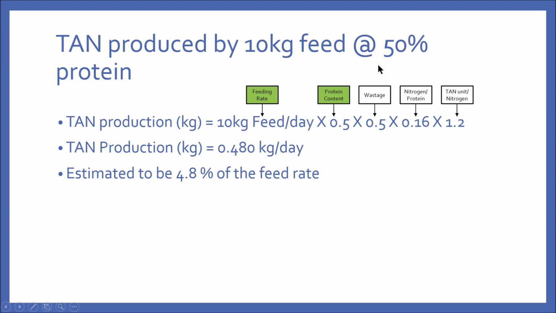So what happens if we change to a higher protein source feed? There can be feeds that are high in protein such as BSF or even high protein feed. As you can see, feeding the same amount of 10 kilos of feed every day, the only thing that changes is the protein content. My total ammonia nitrogen comes up to 0.48 kilos a day, which is approximately 5% of the feeding rate. So what happens if I double up the feed amount to 20 kilos while keeping the protein content constant? As you can see, my total ammonia generated is 0.96 kilos a day.